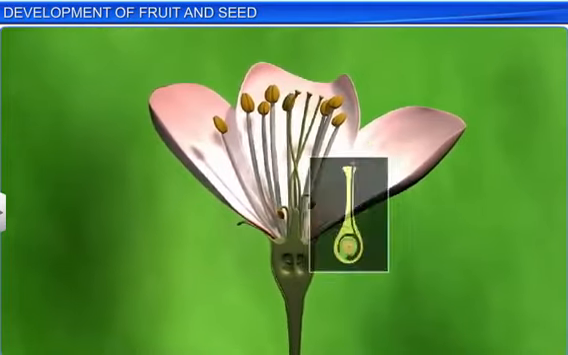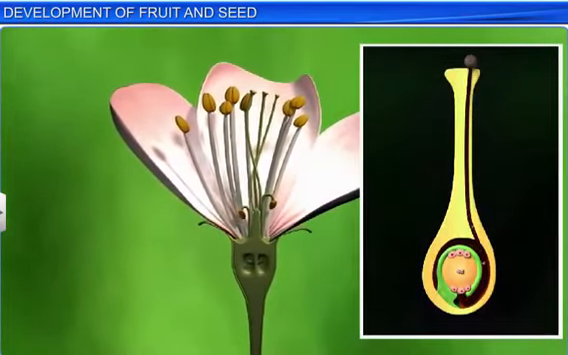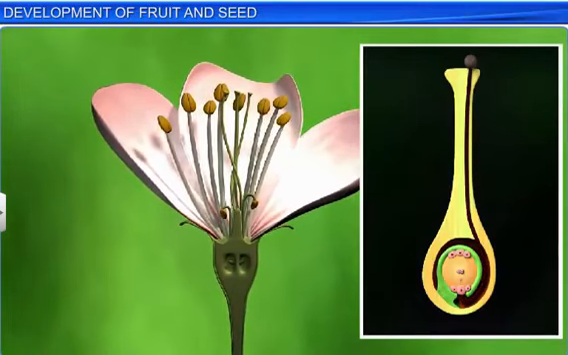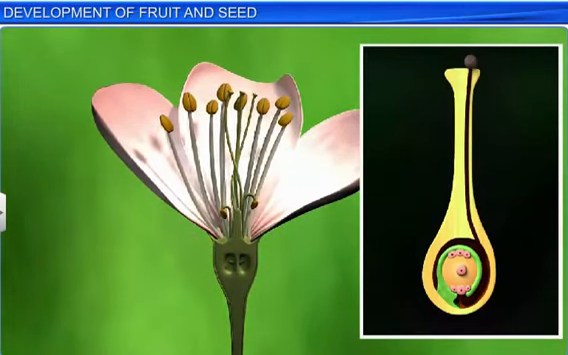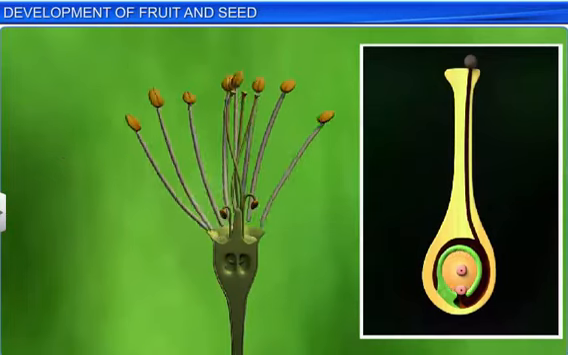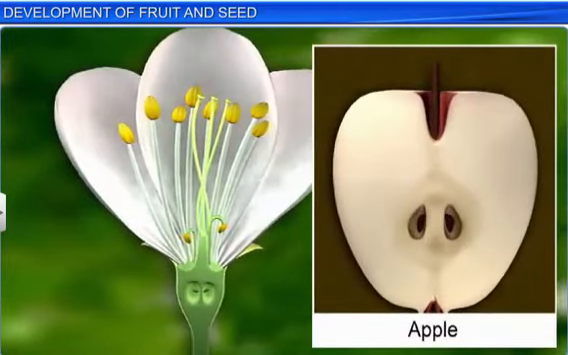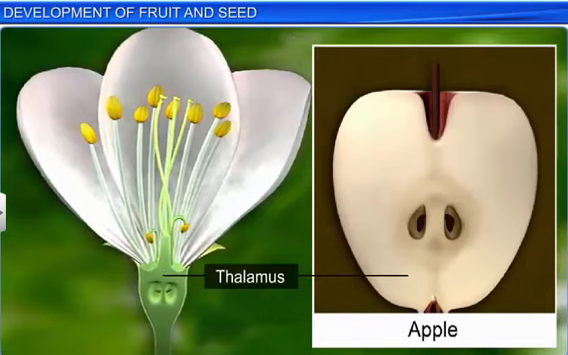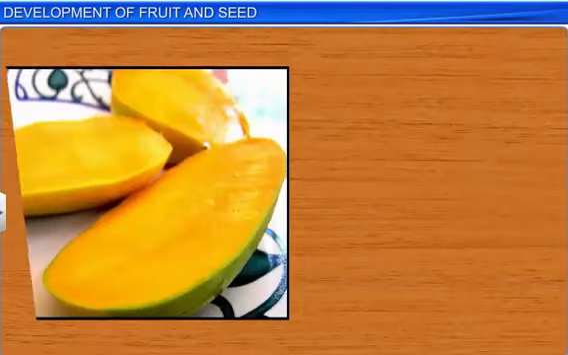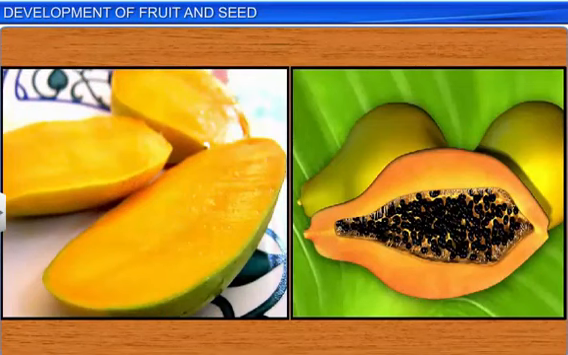Incidentally, in most cases, fertilization and the development of fruit triggers the withering of other parts of the flower, including the sepals, petals, and stamens. However, in some cases like apple, floral parts such as the thalamus become a part of the fruit. Such fruit in which other parts of the flower besides the ovary are involved in the formation of the fruit are called false fruit. On the other hand, fruit like mango and papaya that develop only from the ovary are called true fruit.